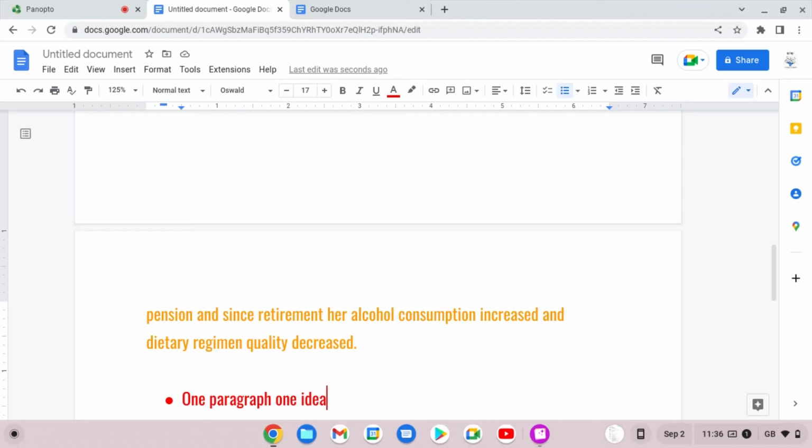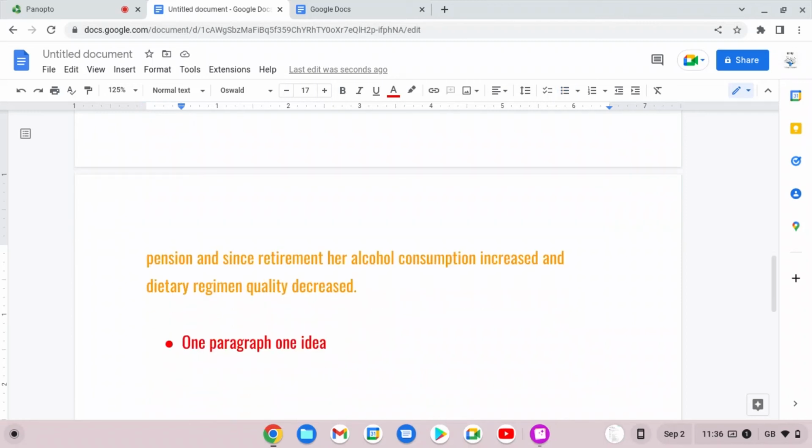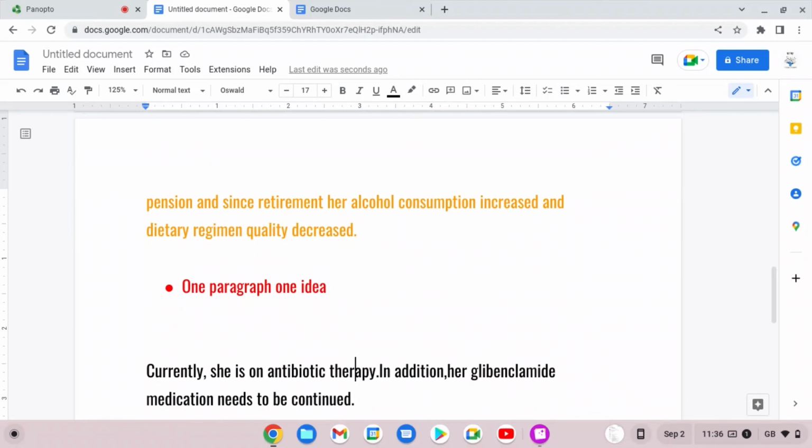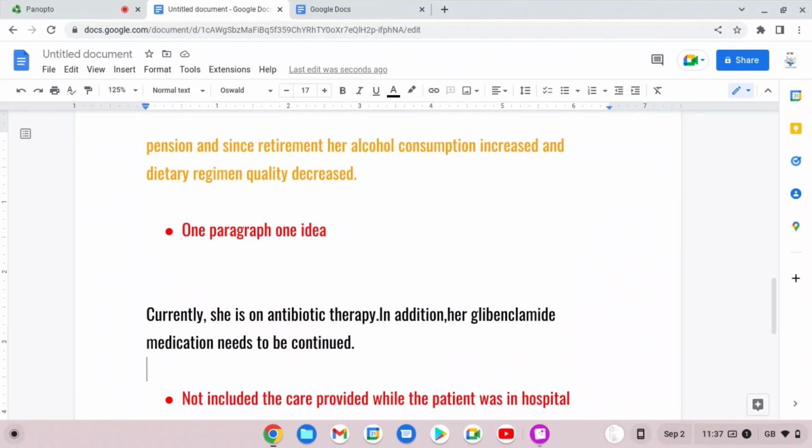And another thing, as I already discussed, one paragraph, one idea is the better way to write a good letter. Again, currently she is on antibiotic therapy. In addition, her glibenclamide medication needs to be continued. So again, what we need to do is write a letter in a sequence.